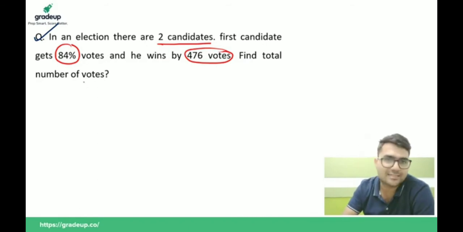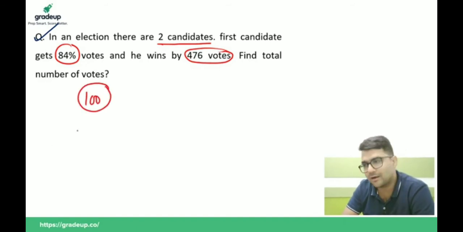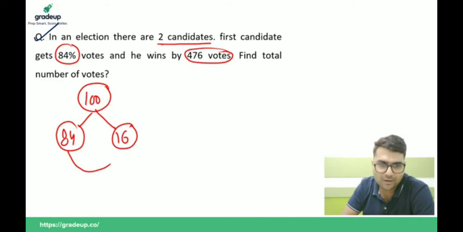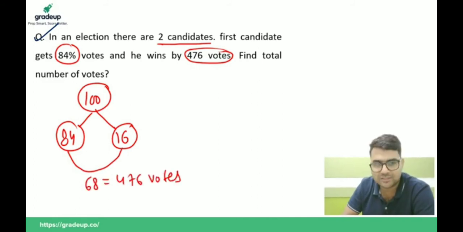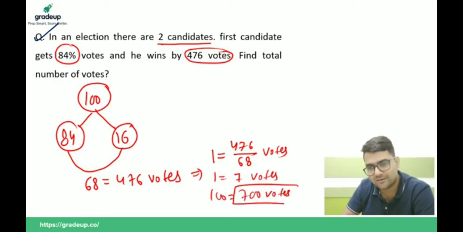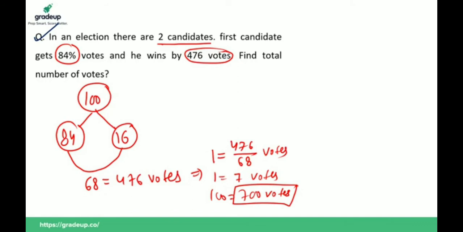Guys, listen. If the total votes were 100, the winner gets 84% of the votes, the loser gets 16%, then the winner wins over the loser by 68 votes. And in this question, we have been given that he wins by 476 votes. Then 1 is equal to 476 divided by 68, so 1 is equal to 7 votes. Then 100 will be equal to 700 votes, which is the right answer. I hope this point is clear to all of you. Is it okay, guys?